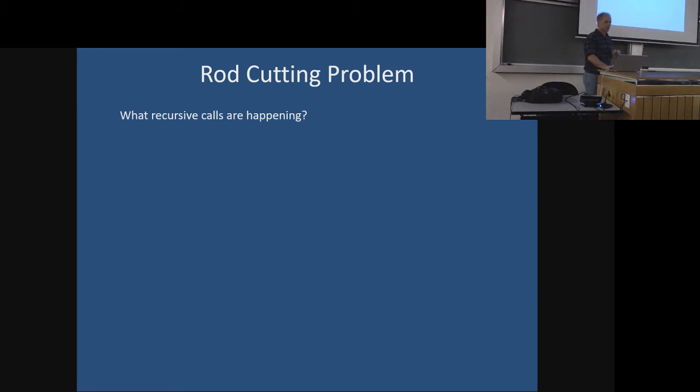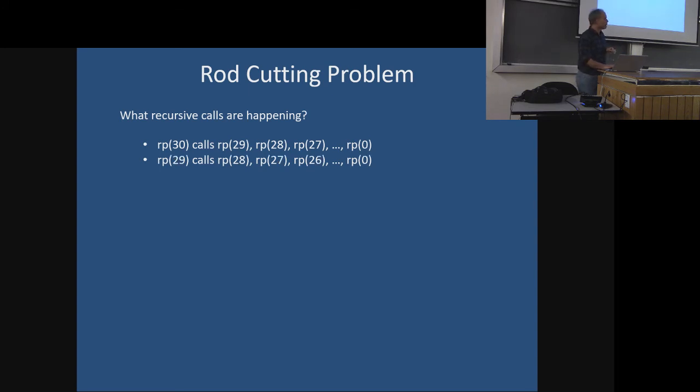Now, let's look at what recursive calls are happening. So RP30, RP is our recursive method, is going to call RP of 29, of 28, of 27 down to 0. So it's making all those recursive calls. RP of 29 calls RP of 28, 27, 26, and so on. RP of 28 calls all those. What do you notice? Yes? If you work backwards, then you don't have to call. All right, so he's saying if you work backwards, you don't have to know those calls. That's one way of putting it. What's another thing you notice? Yeah? There's a lot of repeat work. A lot of repeat work.